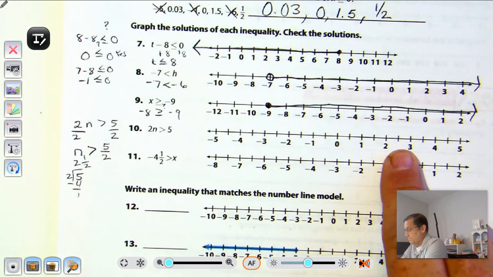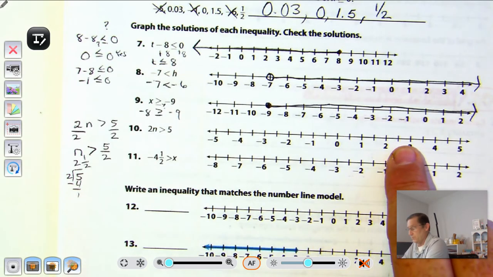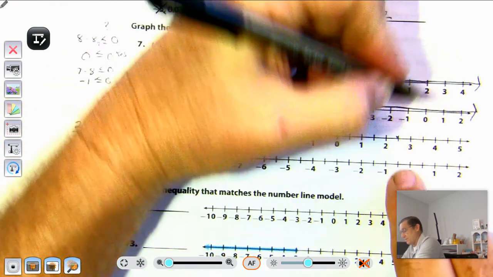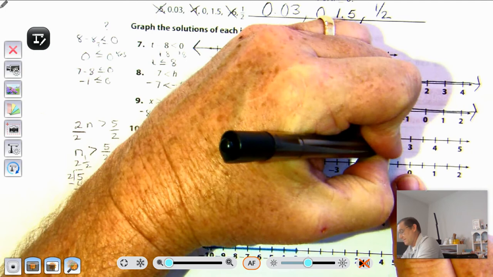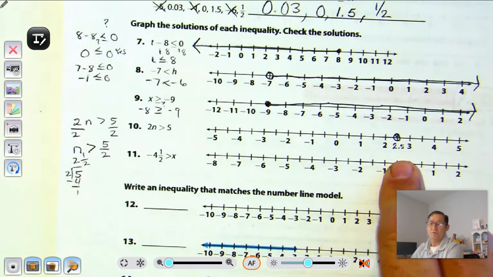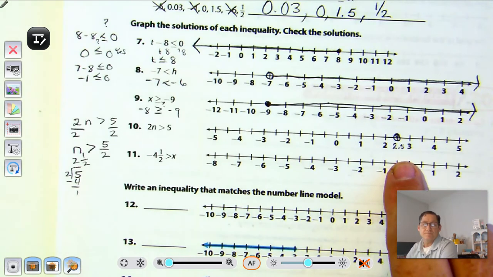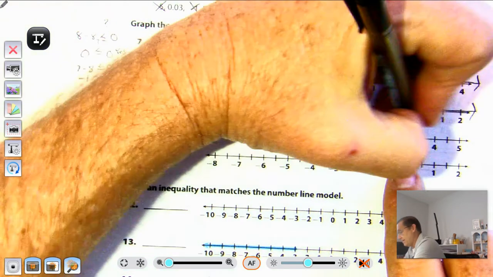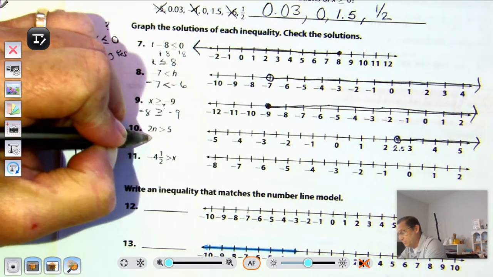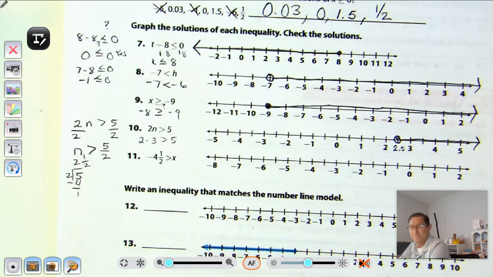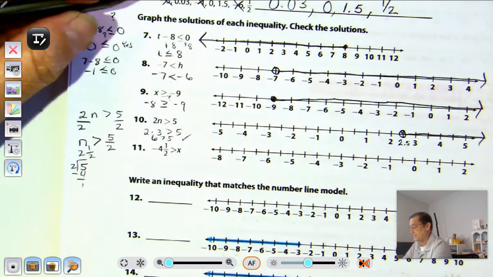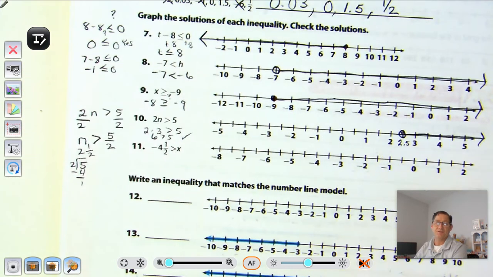So find 2.5 on the number line. I see 2, and there's only 2 marks after it, so right in the middle. And it has to be greater than 2.5. I'm going to write it as 2.5, and it's going to be an open circle. So n has to be greater than 2.5. So let's put in 3. Is 2 times 3 greater than 5? 2 times 3 is 6, and 6 is greater than 5. So that checks. Anything to the right will make that true.